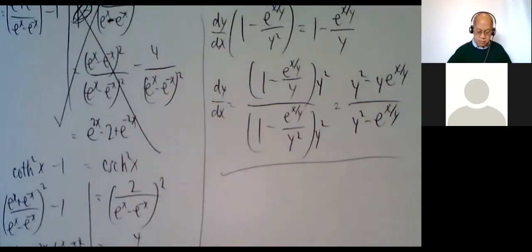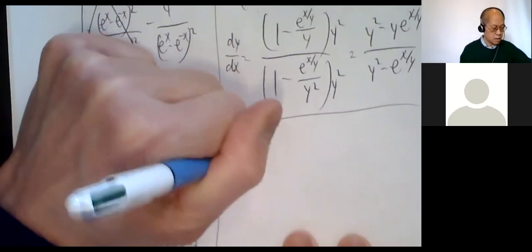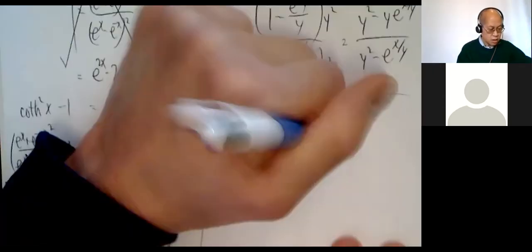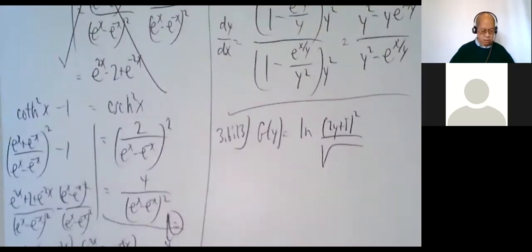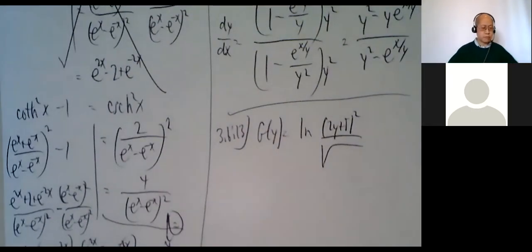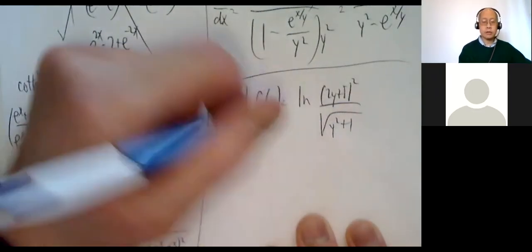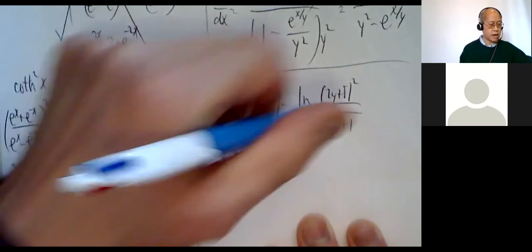Okay, kind of have to pick and choose here. 3.6.13. Yeah, that one you definitely want to use your properties of logs. g(y) is the natural log of (2y plus 5) squared over the radical of y squared plus 1. ln of a quotient is ln of the top minus ln of the bottom.